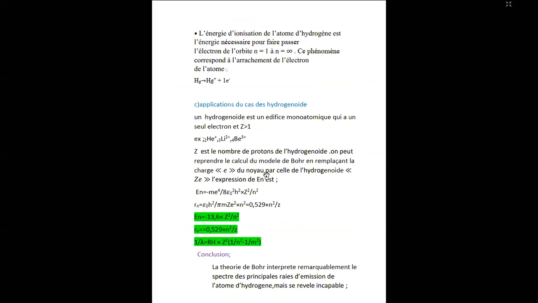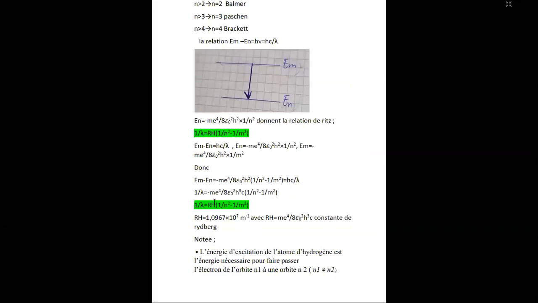Excuse me, what does the H in our equation mean? The H in RH? RH is something which is together. It just means the Rydberg constant, which is this RH, which is this value. I don't know if I've made it clear.